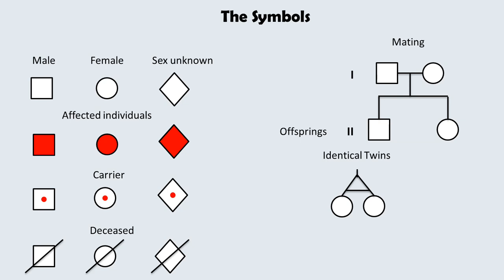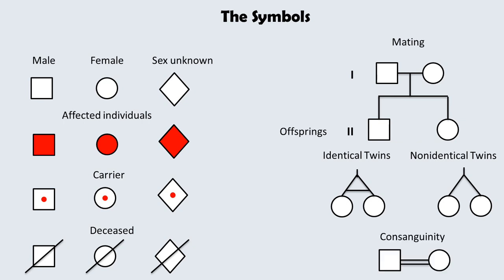Okay, and you can see that if the two vertical lines are connected by another horizontal line, it indicates that it is an identical twin. But if there is no connection, then it is called a non-identical twin. And if there are two horizontal lines connecting the male and female, it indicates consanguinity, which mainly means mating between related individuals.